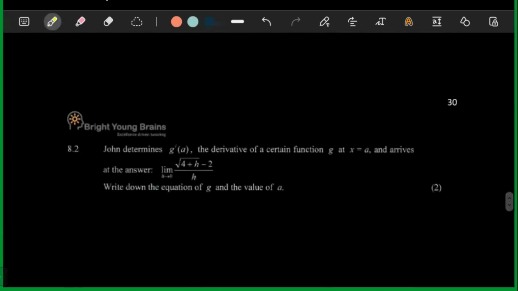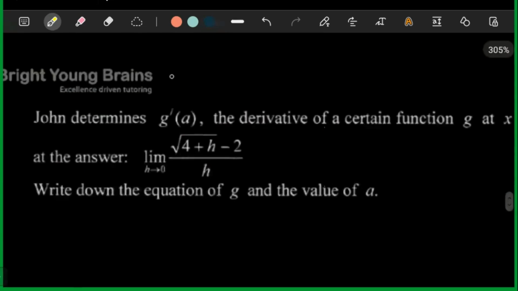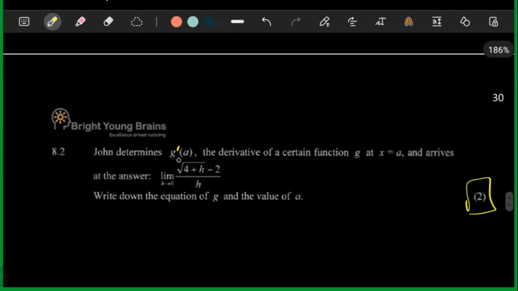8.2. It's a 2-mark question. John determines the first derivative, which is the derivative of a certain function at x is equal to a, and arrives at this answer. Then he says write down the equation of g and the value of a.